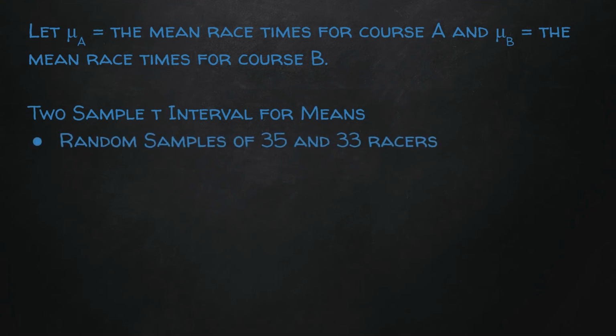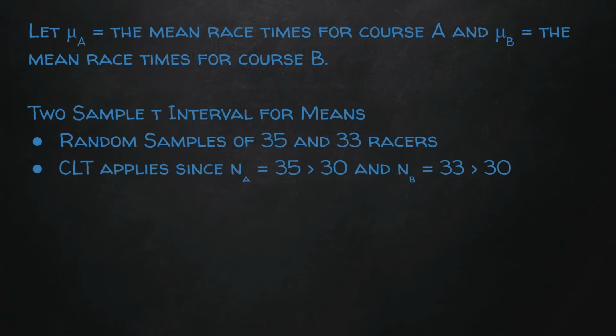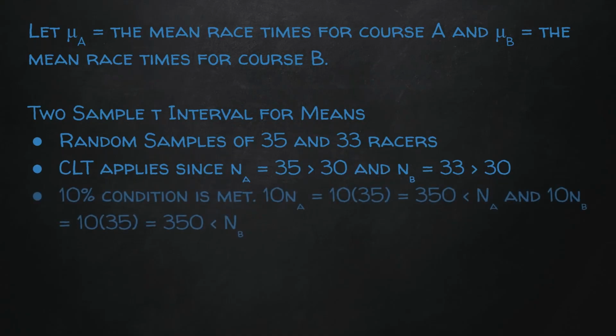There are random samples of 35 and 33 racers respectively. The central limit theorem applies since both samples are at least 30. And the 10% condition is met. It's reasonable to believe there are more than 350 high school racers on course A and 330 for course B. My apologies for the error on my slide.